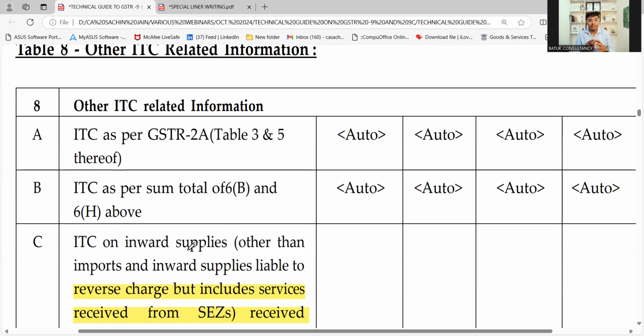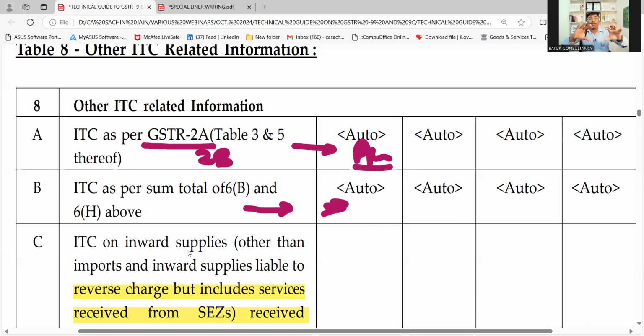This table is specifically a table for the reconciliation of input tax credit, which is claimed in GSTR 3B and available in GSTR 2A. So first, the input tax credit as per GSTR 2A and 2B will be there, which is auto populated, and as per GSTR 3B, the input, which is from the above calculation, will be there.